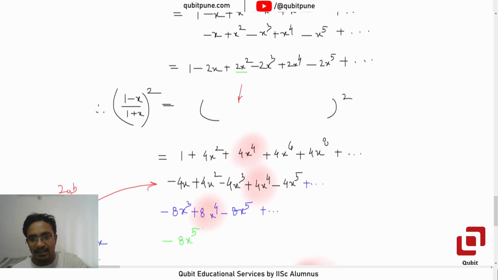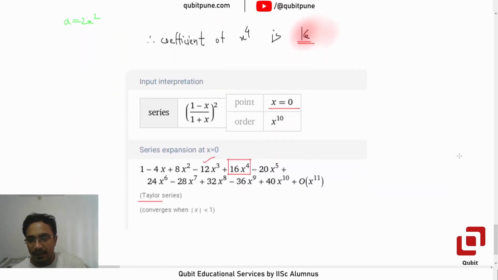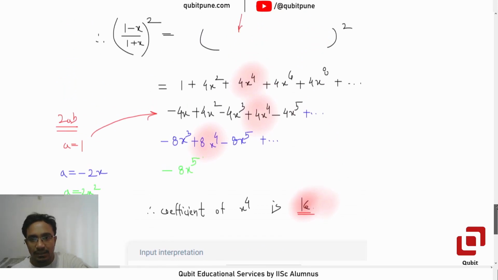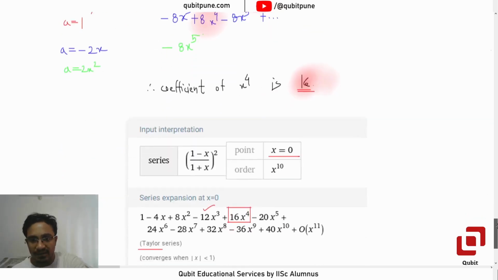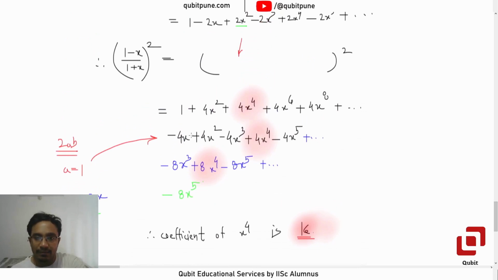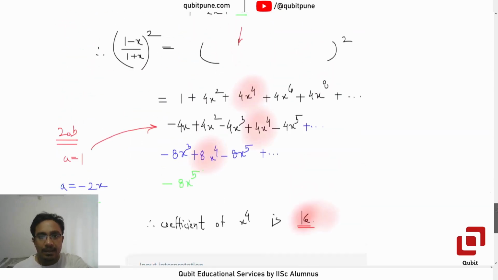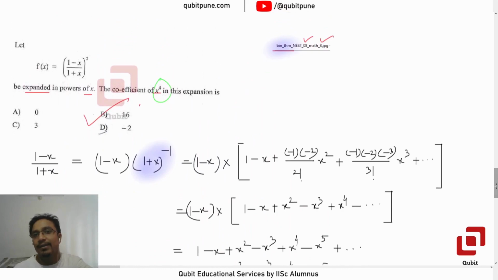For x cubed, it is negative 12, negative 4, negative 8. And for x squared, how much is it? It is 8, 4 plus 4, 8. Is that right? Yes. And for x, it is minus 4x. Got it? Alright, so that was question number 8 from NEST 2008.